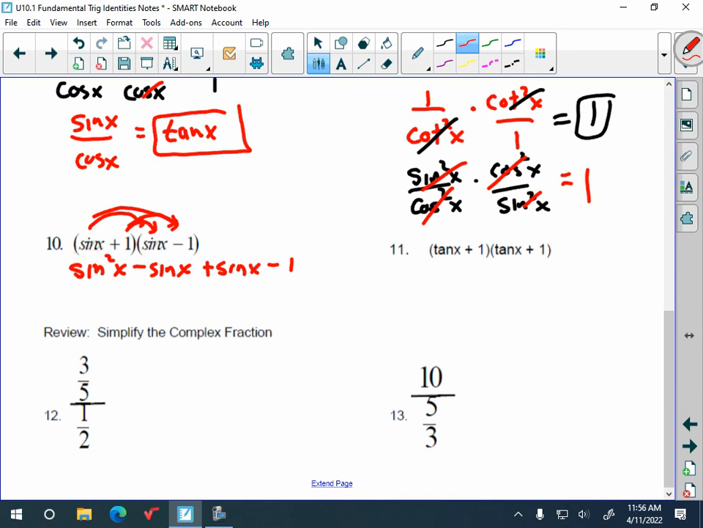Now we can combine like terms in the middle. Negative sine x plus sine x are exactly the same trig function, just opposite signs, so they cancel out and become 0. So now I have sine squared x minus 1. Now for sine squared x minus 1, I can look for a Pythagorean identity, and it's close to one of them. It's not exactly it, but I can manipulate one of them to get sine squared x minus 1 to equal something.